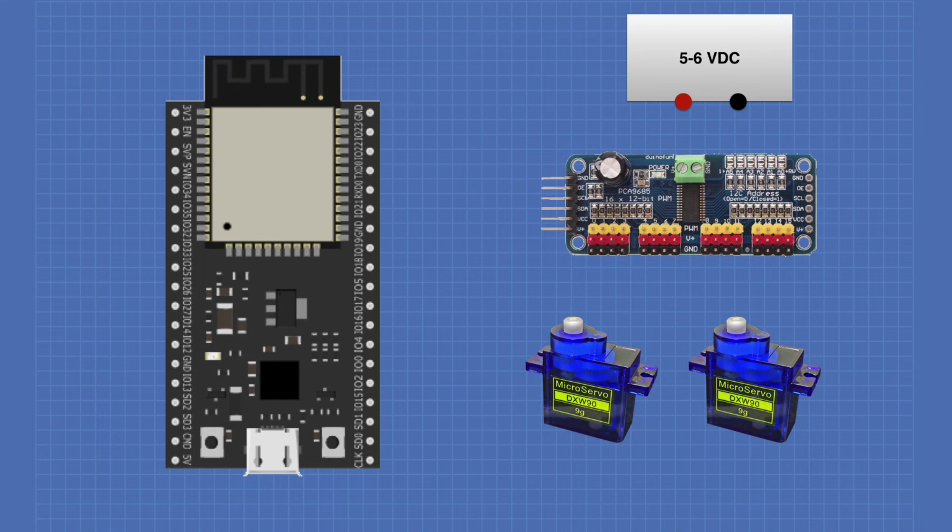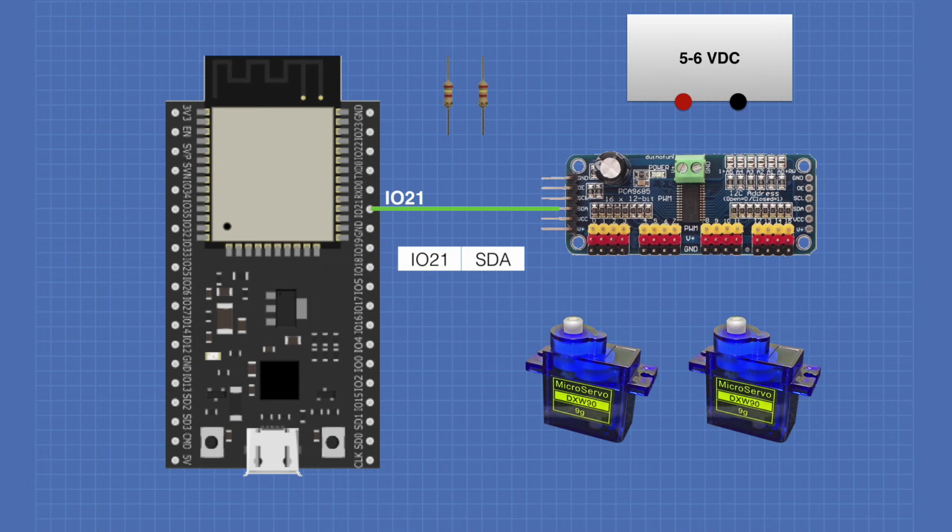Again, you could use battery power for a supply that is generally 5 to 6 volts DC. You're going to need a couple of pull-up resistors as well for the I2C lines. These should be approximately 2.4K as we are using 3.3 volt I2C.